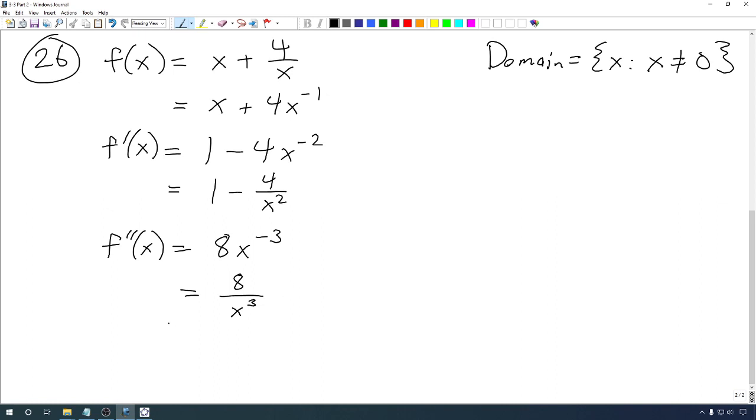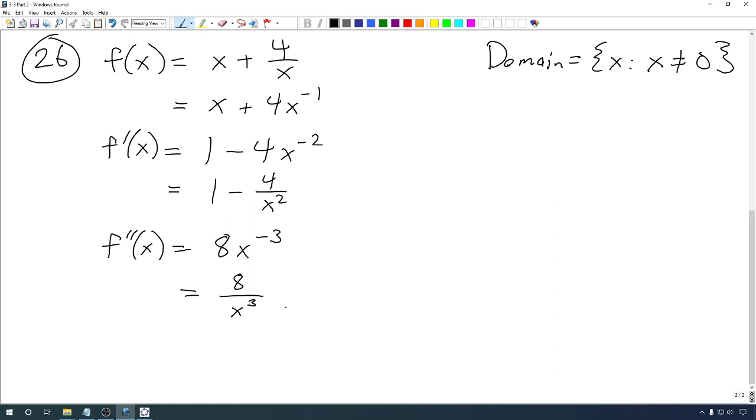Now, one thing we'll note right now, if we want to determine the concavity of the function and where the inflection points might be: the second derivative, where we have a cube on the bottom, is never actually 0. Because we never have 0 on the top. 8 divided by any number is never 0. So we don't get any possible inflection points from setting the second derivative equal to 0.